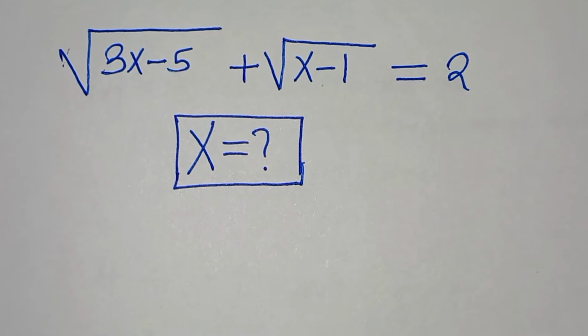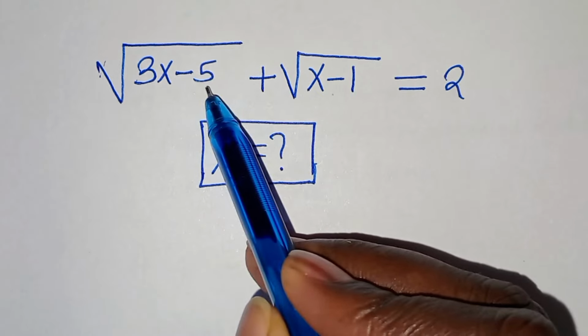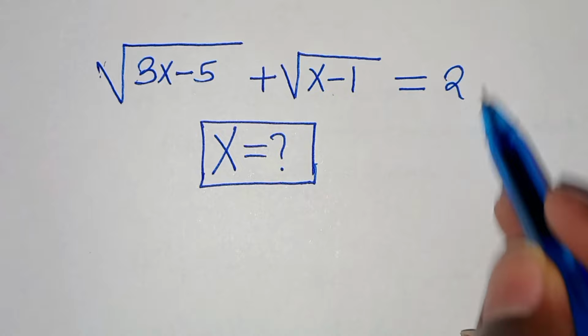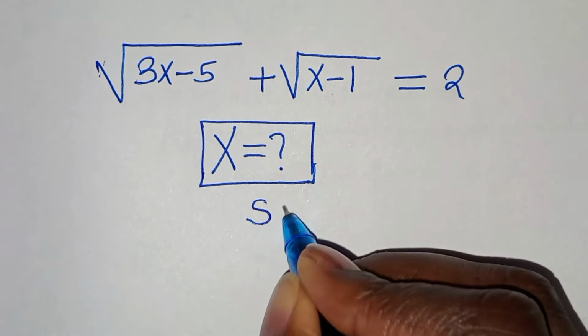Hello everyone, you're welcome to solve this nice math problem: the square root of 3x minus 5 plus the square root of x minus 1 is equal to 2. Now, what is the value of x? So let's provide a solution from here.